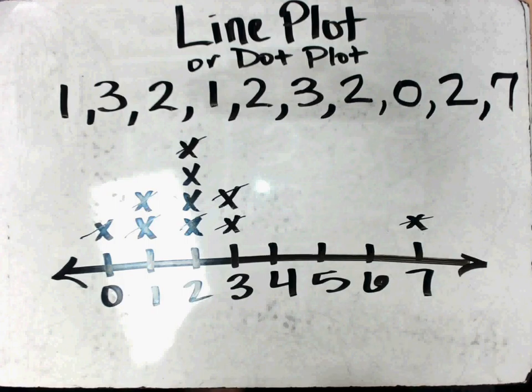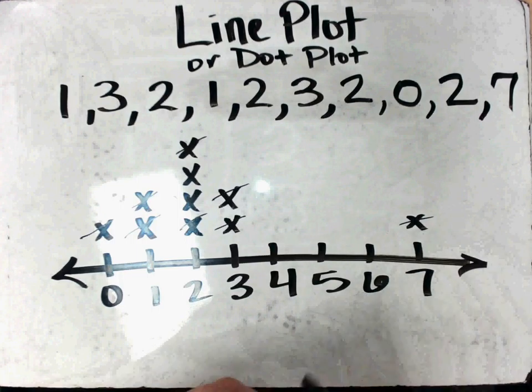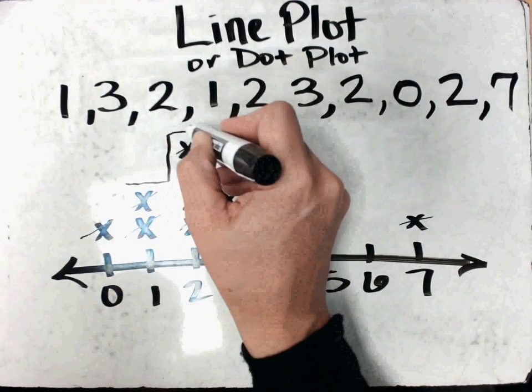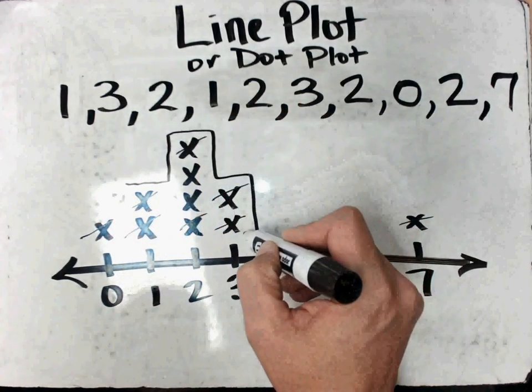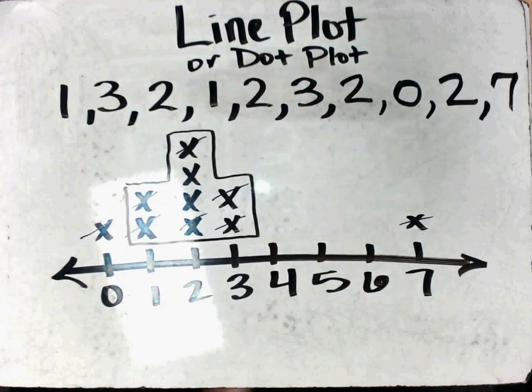Now there are a few other things that we can also tell in our line plot, and that's what's called a cluster of data. A cluster of data is like a cluster of grapes. It's a group. It's a big grouping of numbers. Clusters usually include 2 or more X's, all grouped together. So I would identify this group of numbers right here as a cluster.